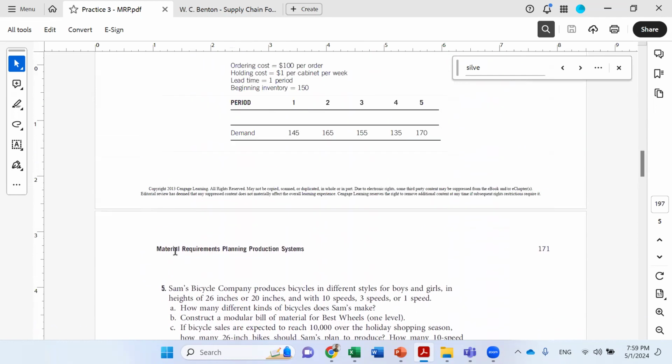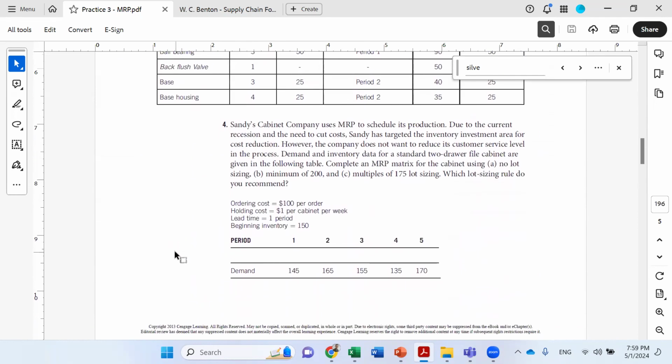Question 4. Let's see here. Sandy's Cabinet Company uses MRP to schedule its production. Due to the current recession, there is a need to cut costs. They targeted the inventory investment area for cost reduction. The company does not want to reduce its customer service level in the process. Demand and inventory for a standard 2-drawer file cabinet are given in the following table.